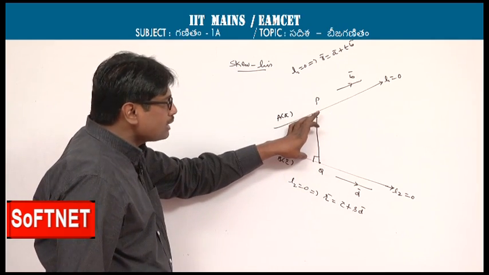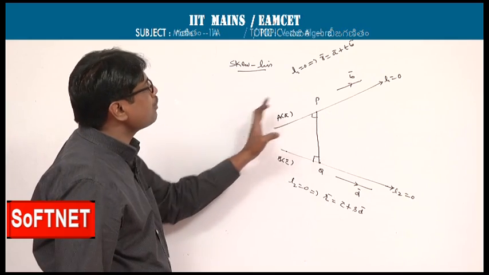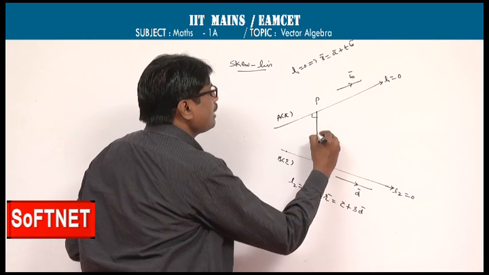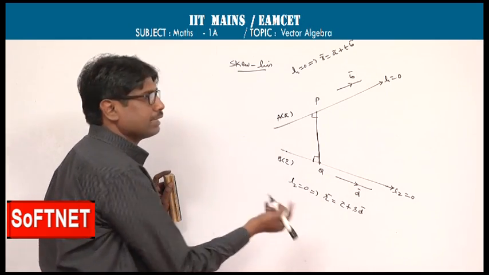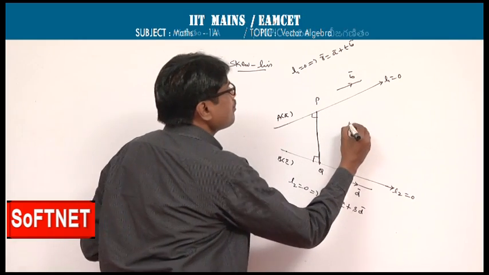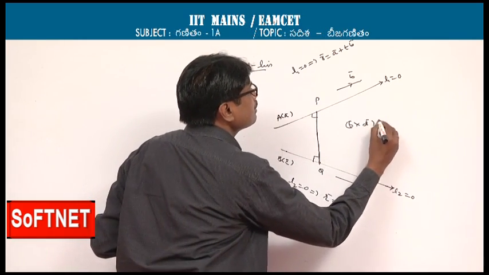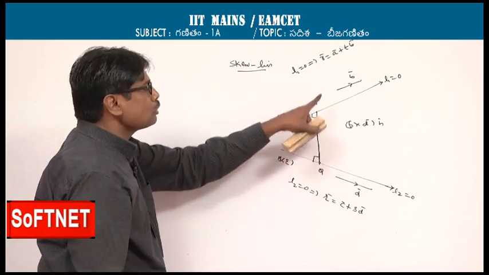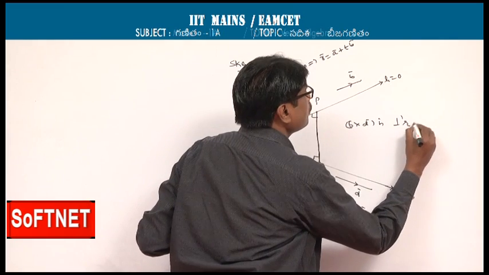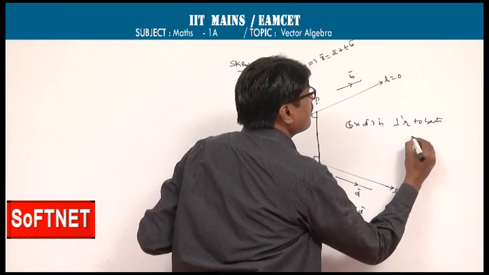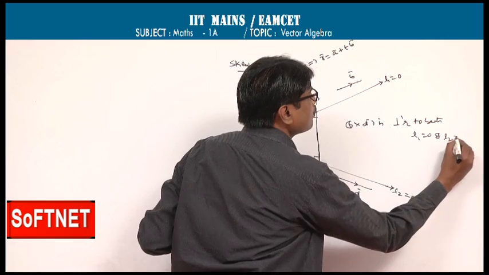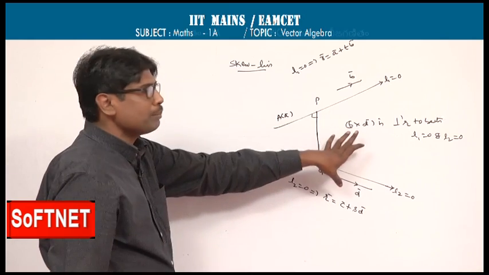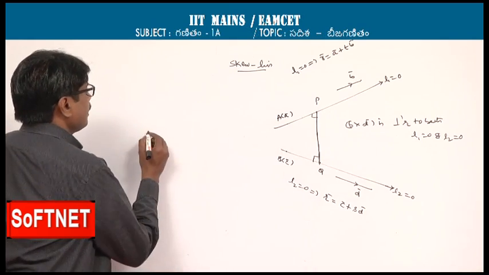Then this PQ is nothing but the projection of AC bar onto PQ bar, and we concluded that PQ will be perpendicular to both the first vector and the second vector. So B bar cross D bar: B bar is parallel to the first skew line, D bar is parallel to the second skew line. So B cross D is perpendicular to both L1 equal to 0 and L2 equal to 0. So the shortest distance is the projection of AC bar onto PQ bar, calculated by the formula.